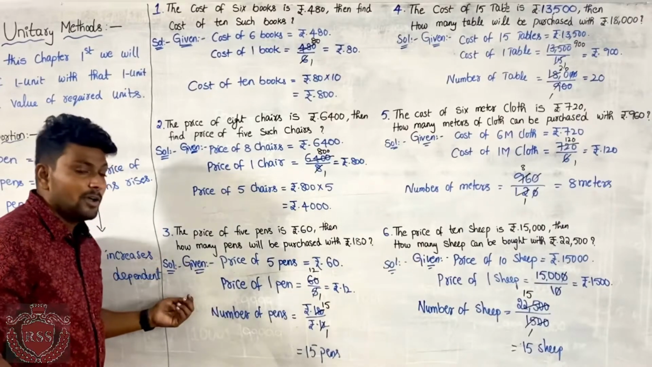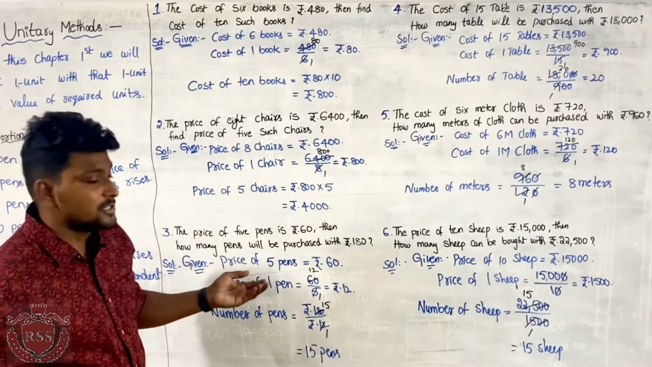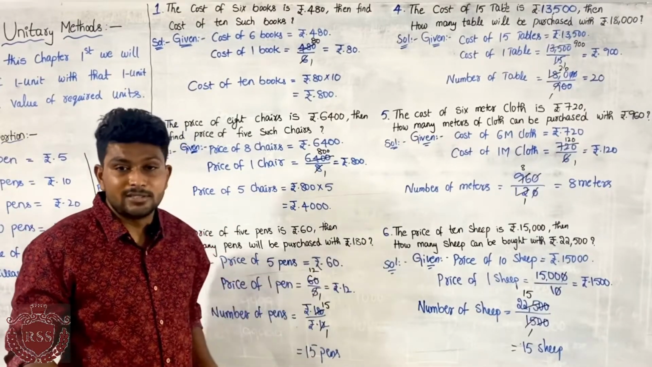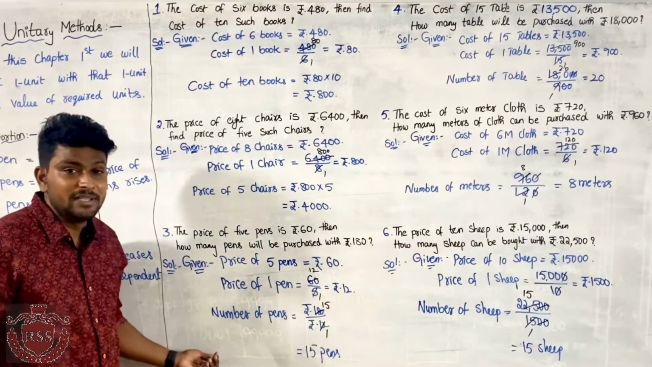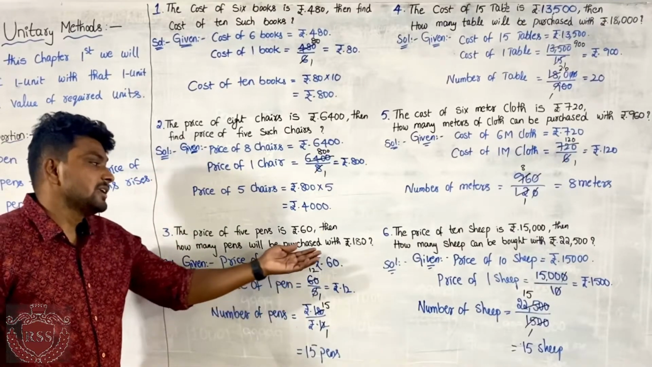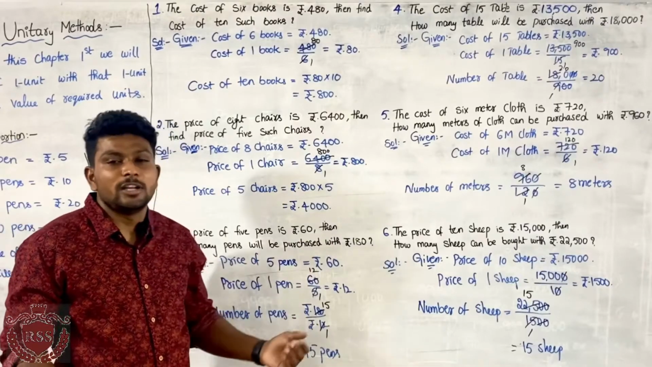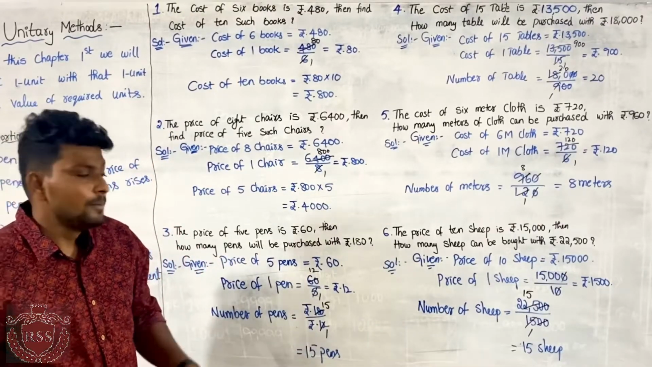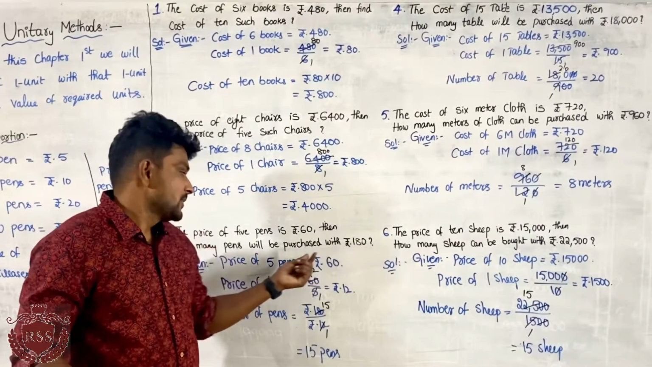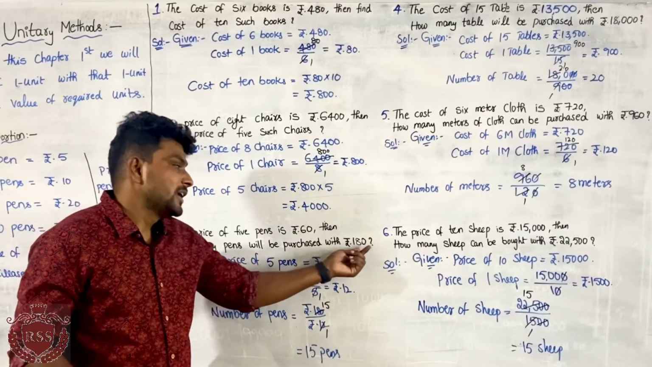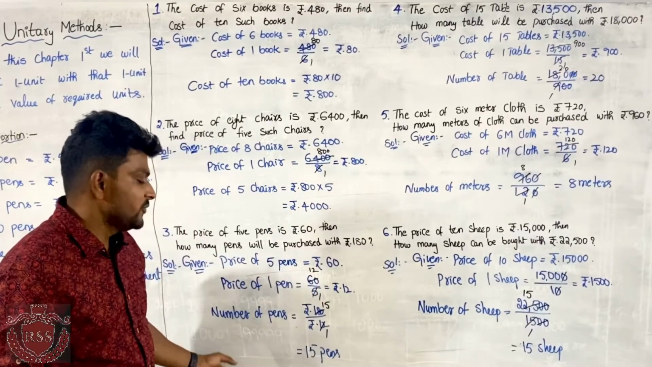But when the question asks how many things will be purchased with the given rupees, it changes. For the number of things, we divide the given price by each quantity's price. So for how many pens come for 180, it is 180 by each pen value. Like that we need to do here.